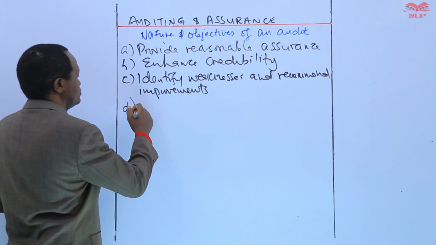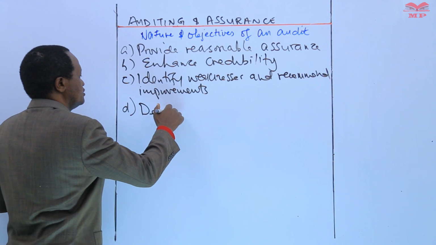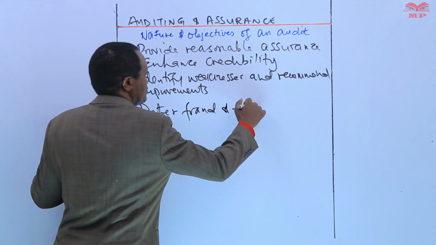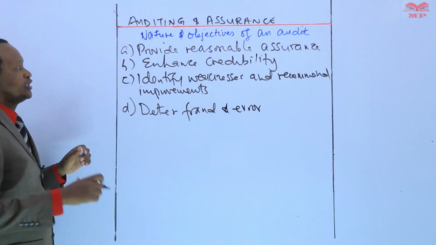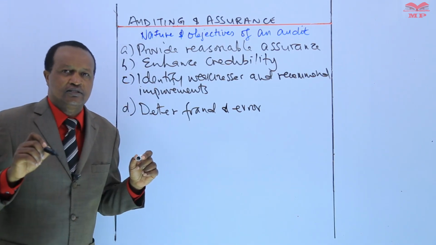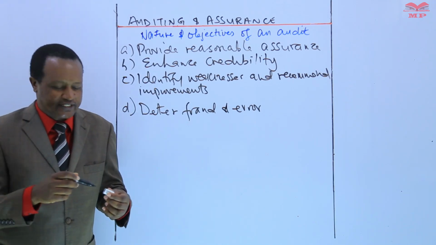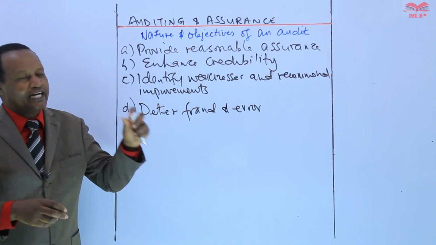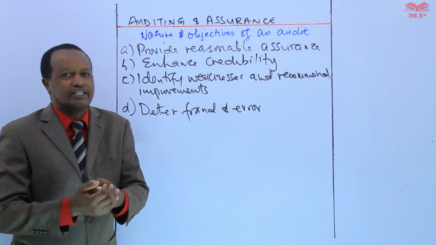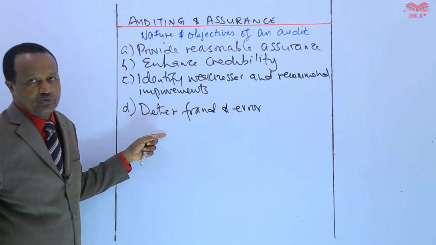Four, deter fraud and error. An audit can deter fraud, it can deter error. The audit process acts as a deterrent. It acts as a deterrent to fraud and error by increasing the likelihood of detection.